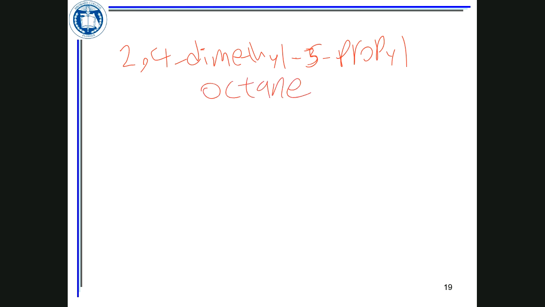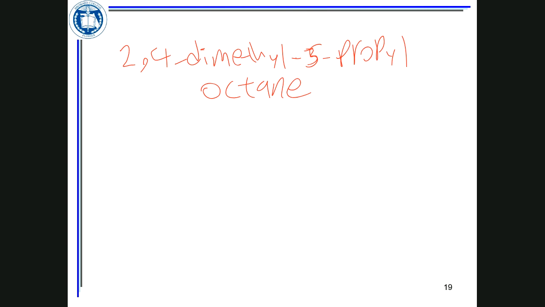Dimethyl, 5-propyl octane. Okay, let's draw the structural formula for this compound.